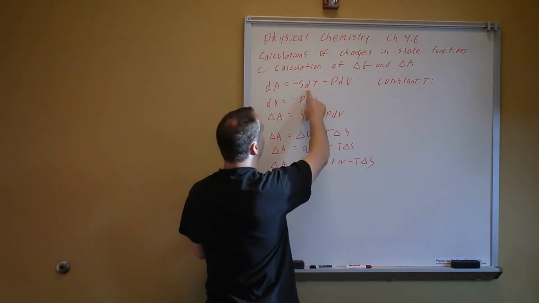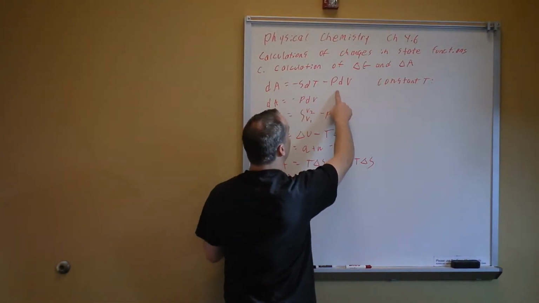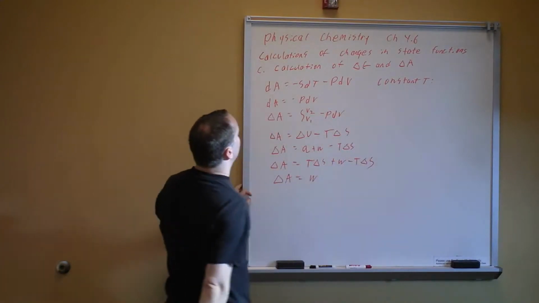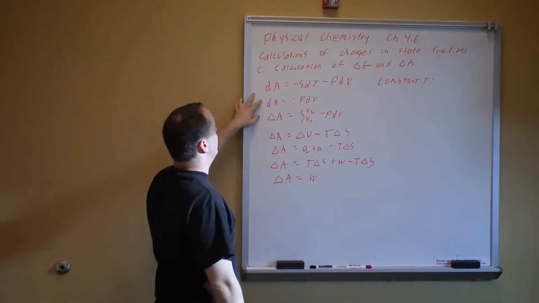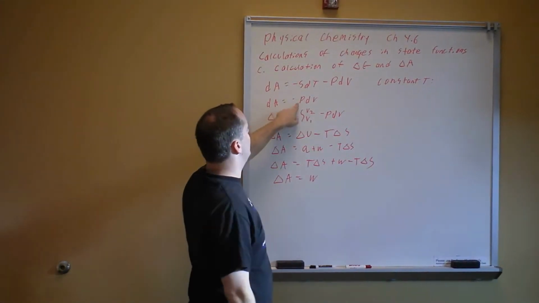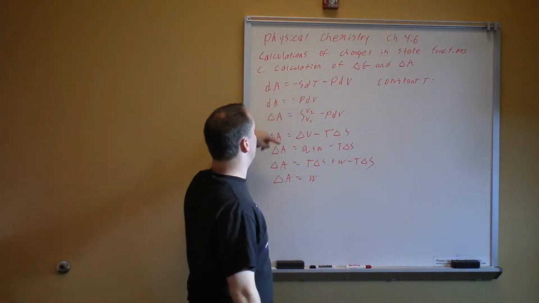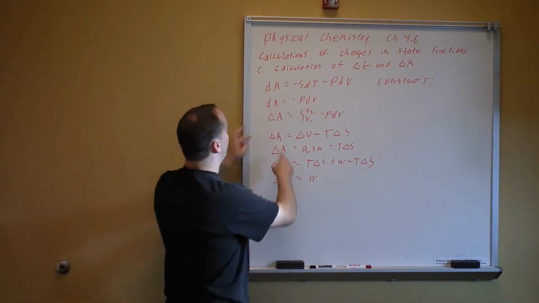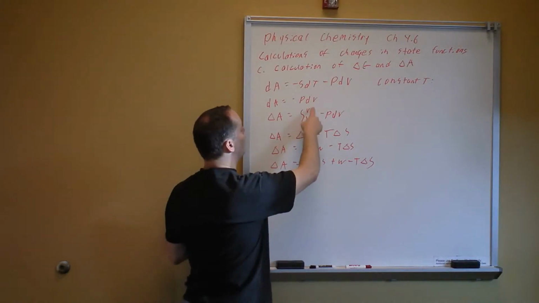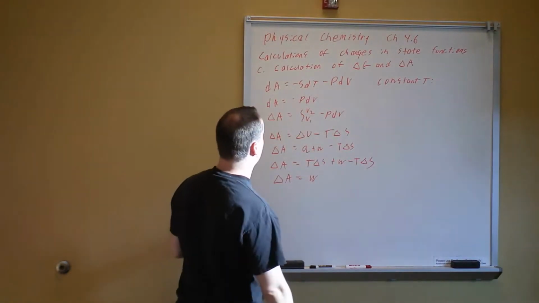One, we start with dA is equal to minus SdT minus PdV, and we're assuming constant temperature. At constant temperature, dA would be just minus PdV because the other term drops out, equals 0. So delta A would just be the integral from volume 1 to volume 2 of minus PdV.